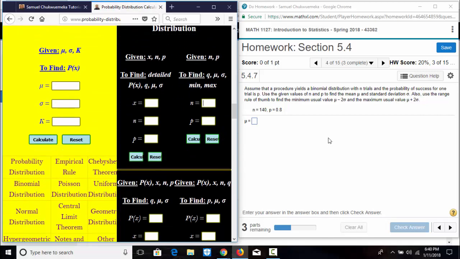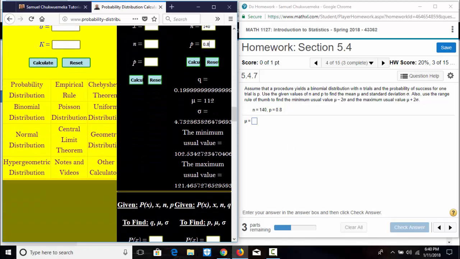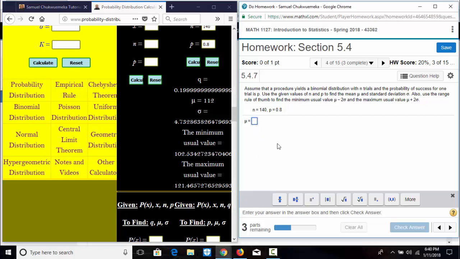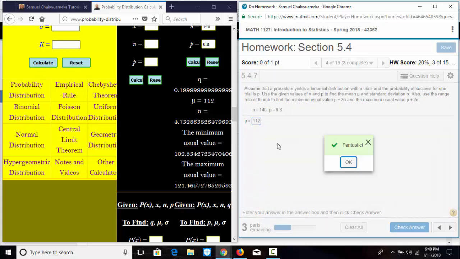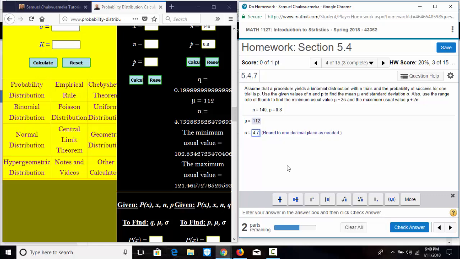The n is 140. The p, probability of success, is 0.8. Enter. You press the enter key. Okay. The mean is 112. The standard deviation, to one decimal place, is 4.7.